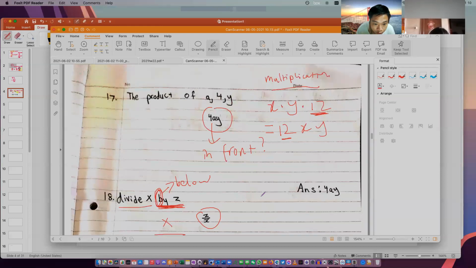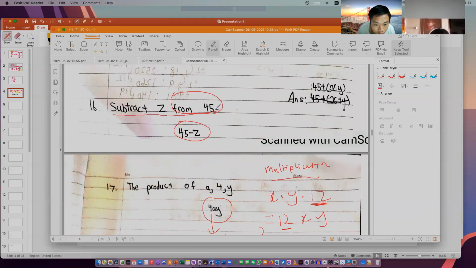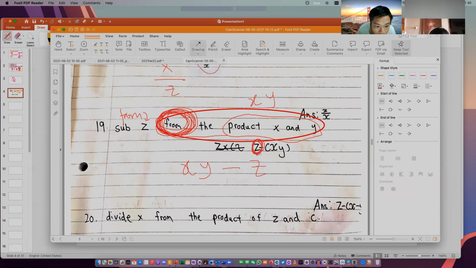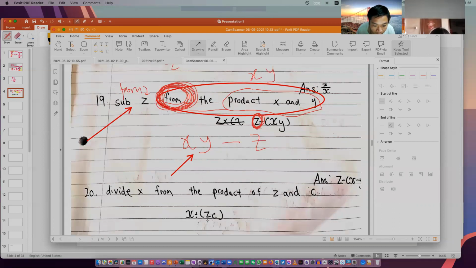You look at the above question. Over here, can you read this question? Subtract Z from 45. Which one starts first? 45. Why 45? Because they say from 45. Correct. Then here, this question: subtract Z from the product. So from what? From X and Y first. So X and Y come first. Once again, from. Not by, from. So if from, which one comes first? Is it from or by?